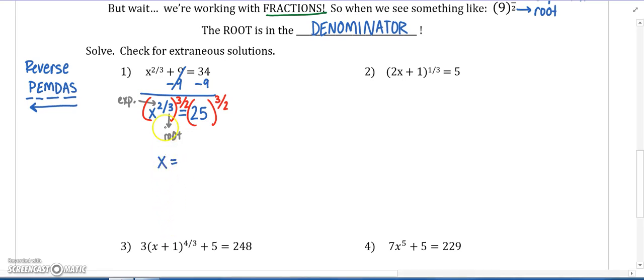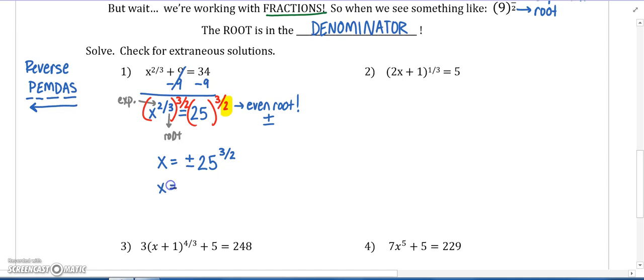And that's what we want, right? We want to just have x, get rid of anything around it. Now on the other side it's a little trickier. Not only do we have to evaluate this expression, but we also have to figure out if we have an even root, because if it's an even root, we need our plus or minus. So remember, the root is in the denominator. In this case, the denominator is 2. That means we do have an even root. And anytime you have an even root, you need that plus or minus when you simplify. So this is going to be plus or minus 25 to the 3/2. And then we would just have to simplify that.